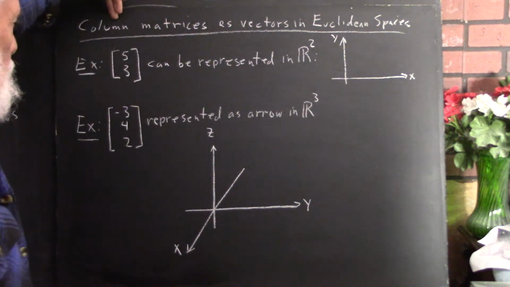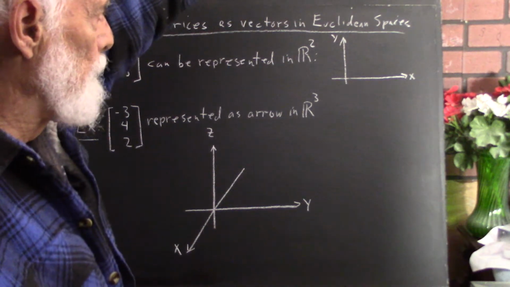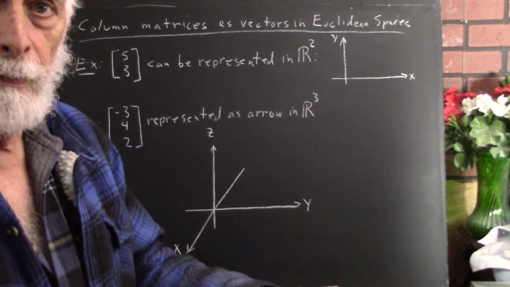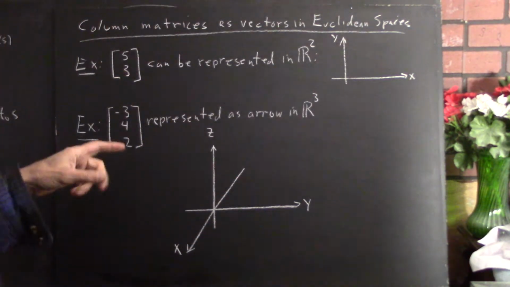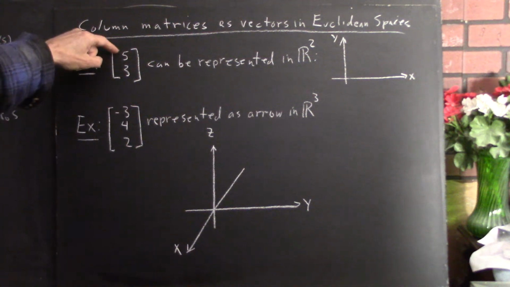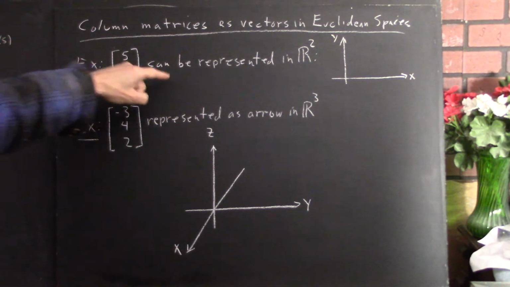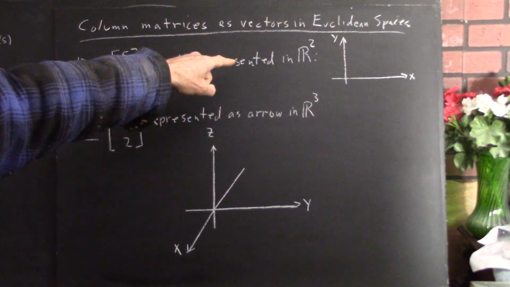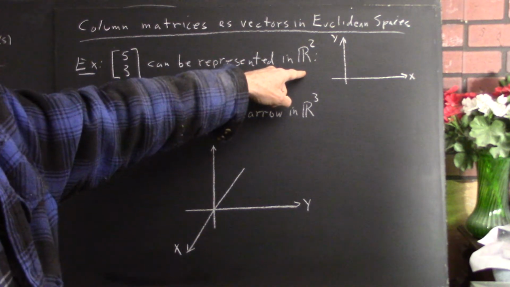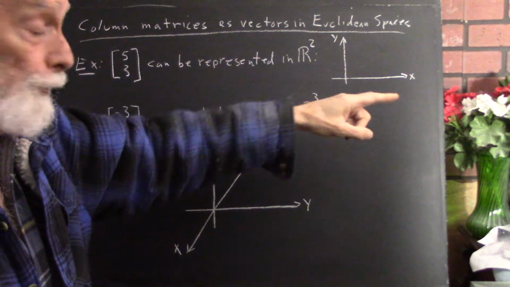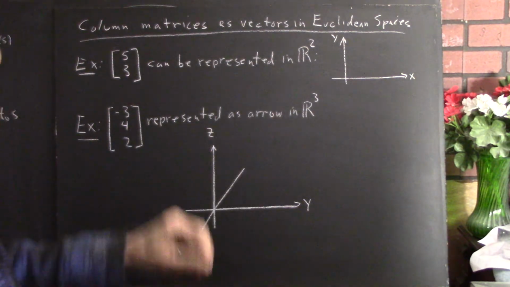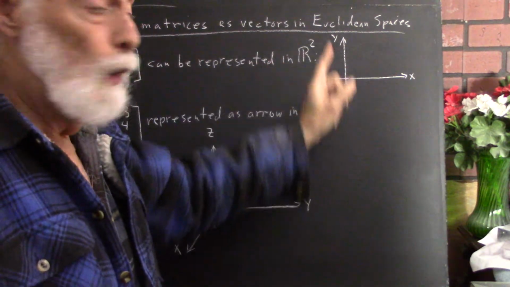Okay, we want to talk about how column matrices can be represented as vectors in Euclidean spaces. Well, the column vector 5, 3 can be represented in R2, which is two-dimensional real space, a real axis this way, a real axis this way, traditionally labeled x and y axes.